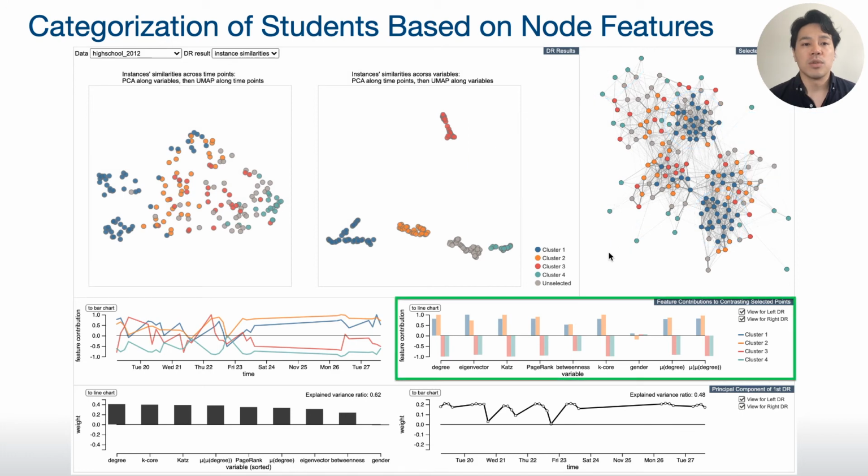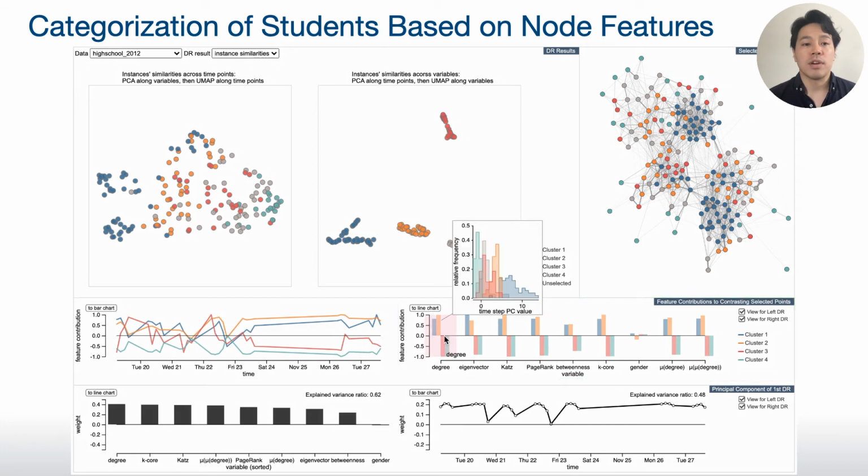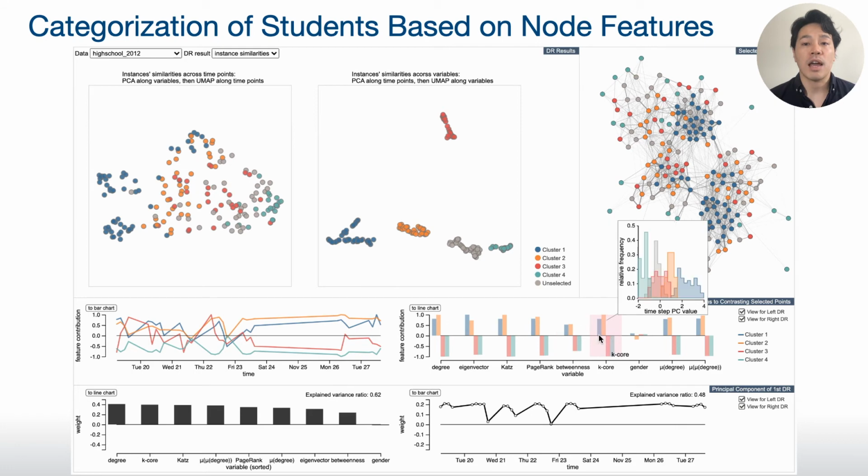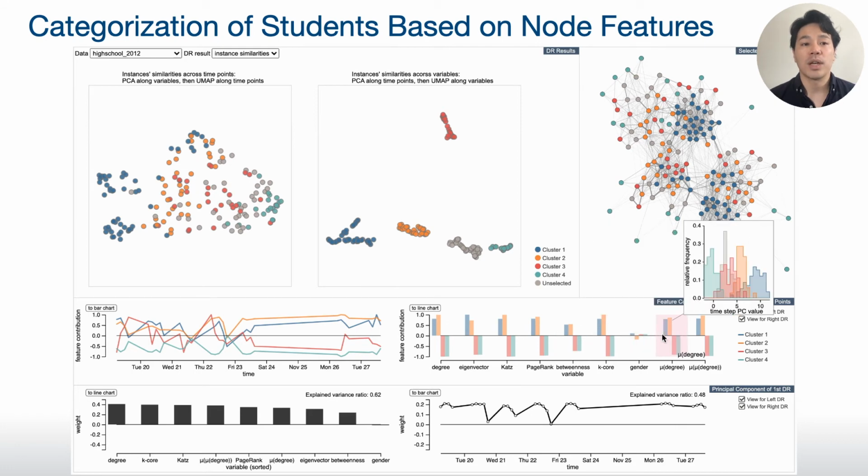In the feature contribution view, for each network centrality, the blue and orange clusters generally have strong positive contributions. By selecting several features, we can see that the blue and orange clusters tend to have higher values compared to that of the others. This is especially more salient for the blue cluster.